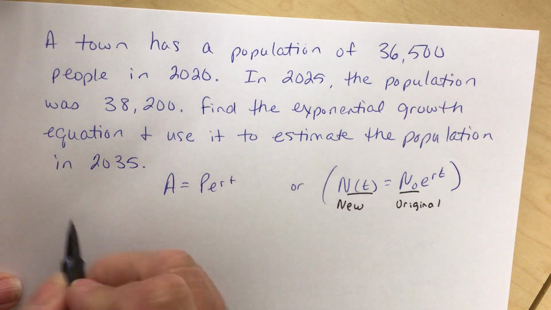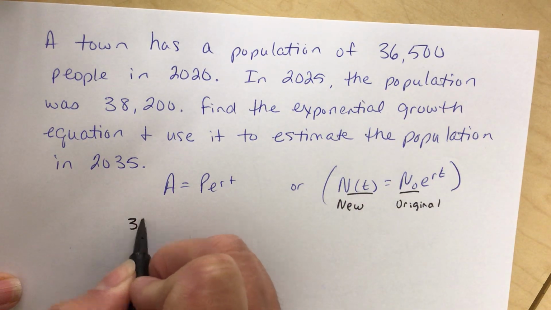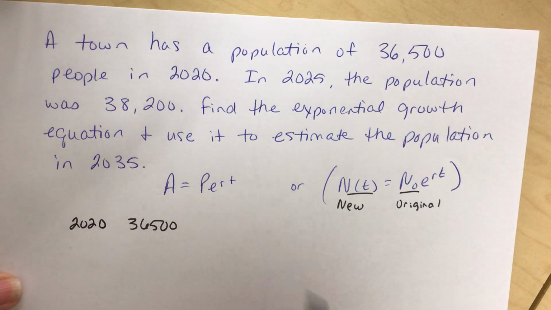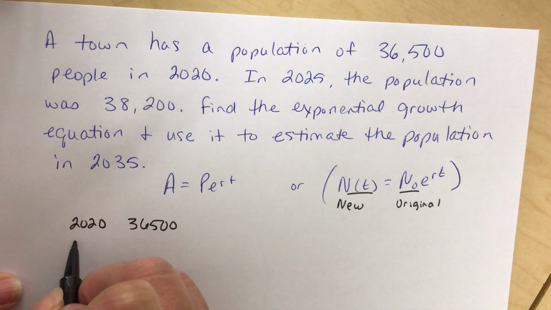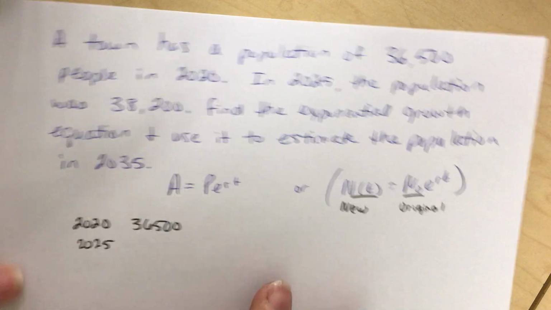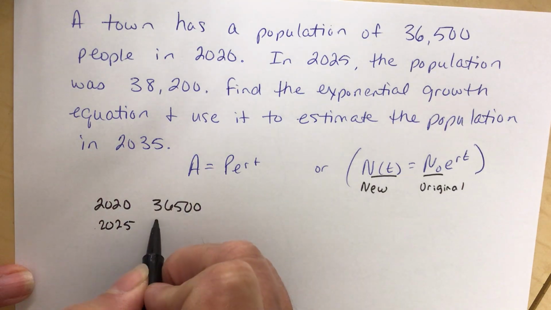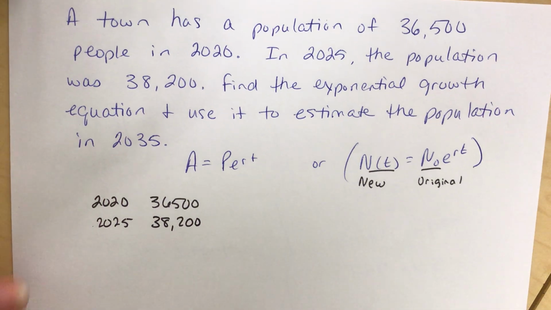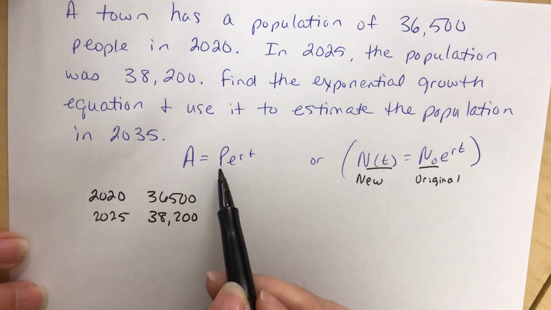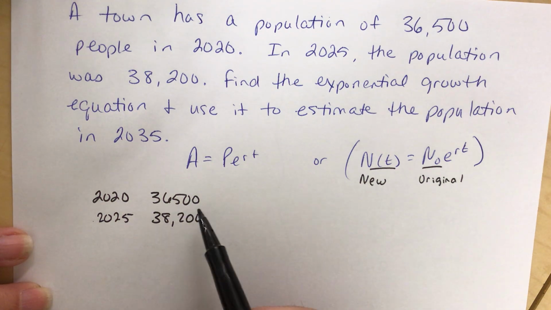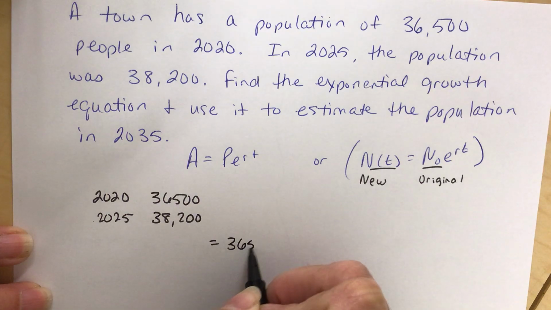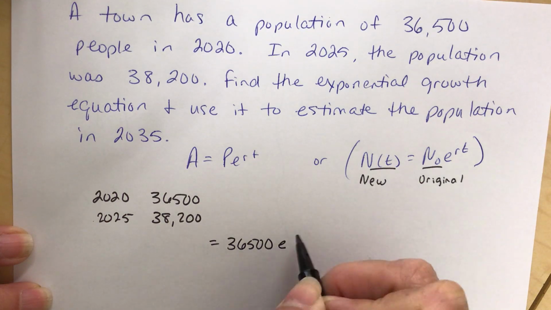We've got a population of 36,500 people in the year 2020. And then you're told in the year 2025, the population is 38,200. So we're going to start with our original amount being 36,500. So that's my P times e to the r.